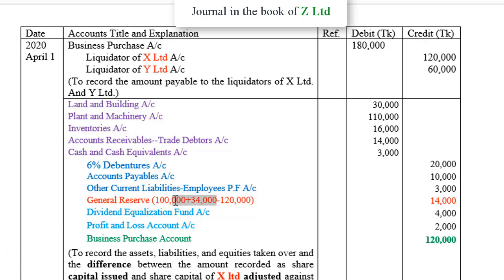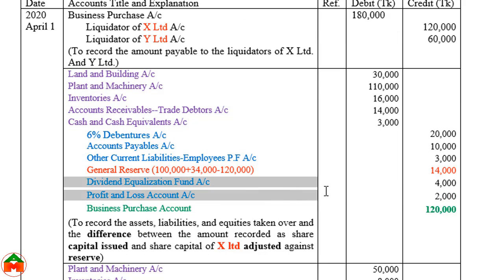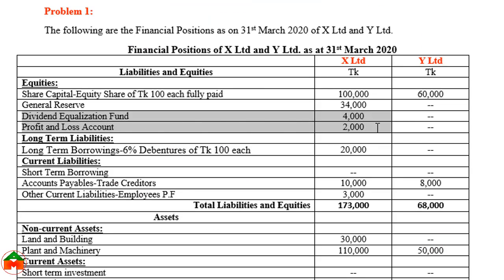These 2 items should be added, and we should deduct the purchase consideration to get the general reserve, which should be shown in the Jet Limited, and these are the part of equity of X Company Limited. Let's see the question. Here is a question we can see.